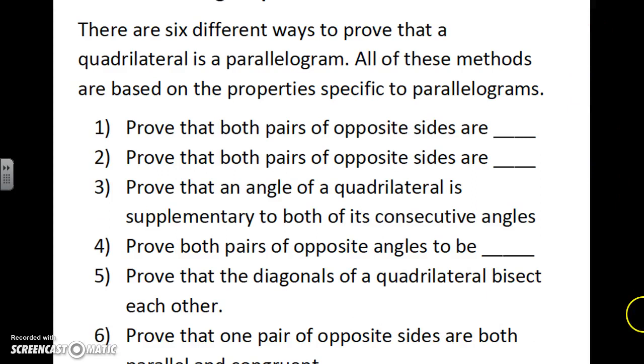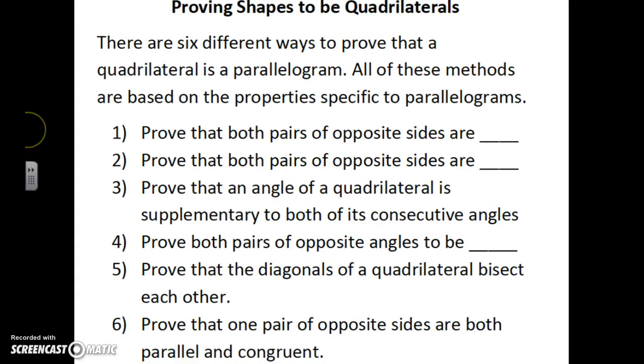Now, if I want to prove a shape to be a parallelogram, there are 6 different ways I can prove it. The first is to prove that both pairs of opposite sides are congruent, or to prove that both pairs of opposite sides are parallel, or to prove that an angle of the quadrilateral is supplementary to both of its consecutive angles, or to prove both pairs of opposite angles to be congruent.